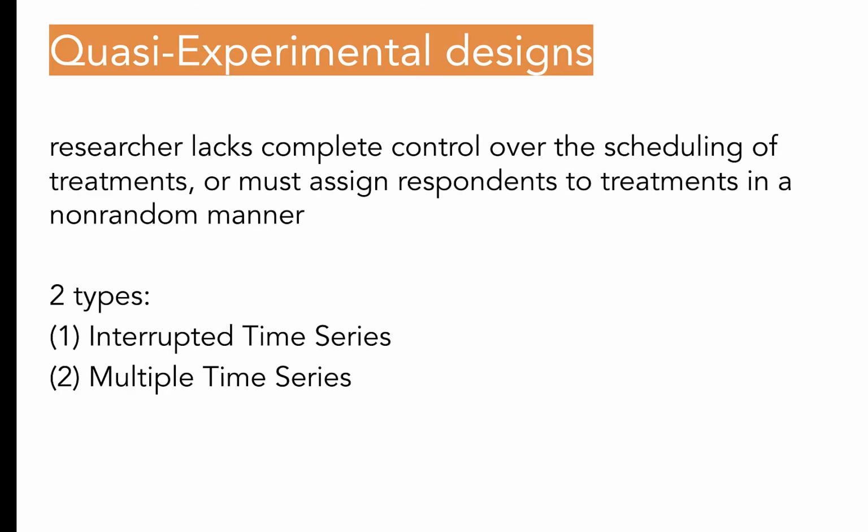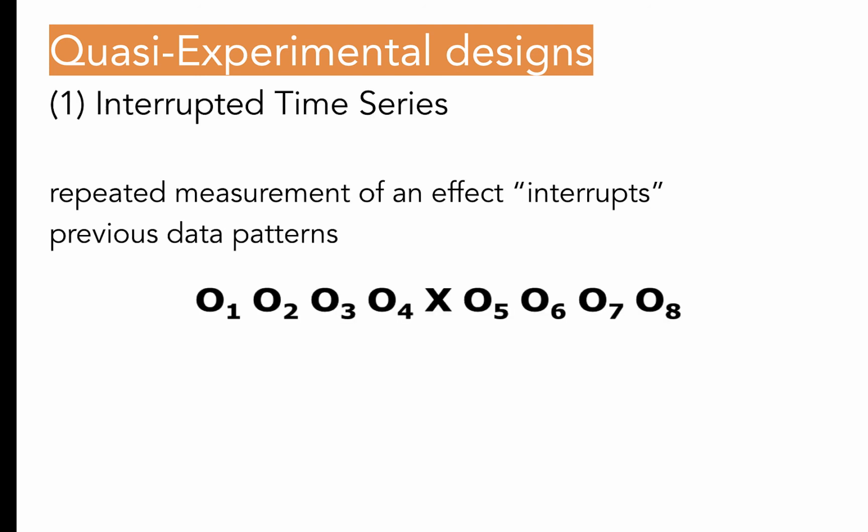The last group are quasi-experimental designs. Quasi-experimental designs are longitudinal in nature, and there's no random assignment of subjects, respondents, or participants to either the experimental condition or the control condition. However, since they are longitudinal in nature, you do have some control over the internal validity because you can follow up the effects over time. There's two main types, interrupted time series and multiple time series.